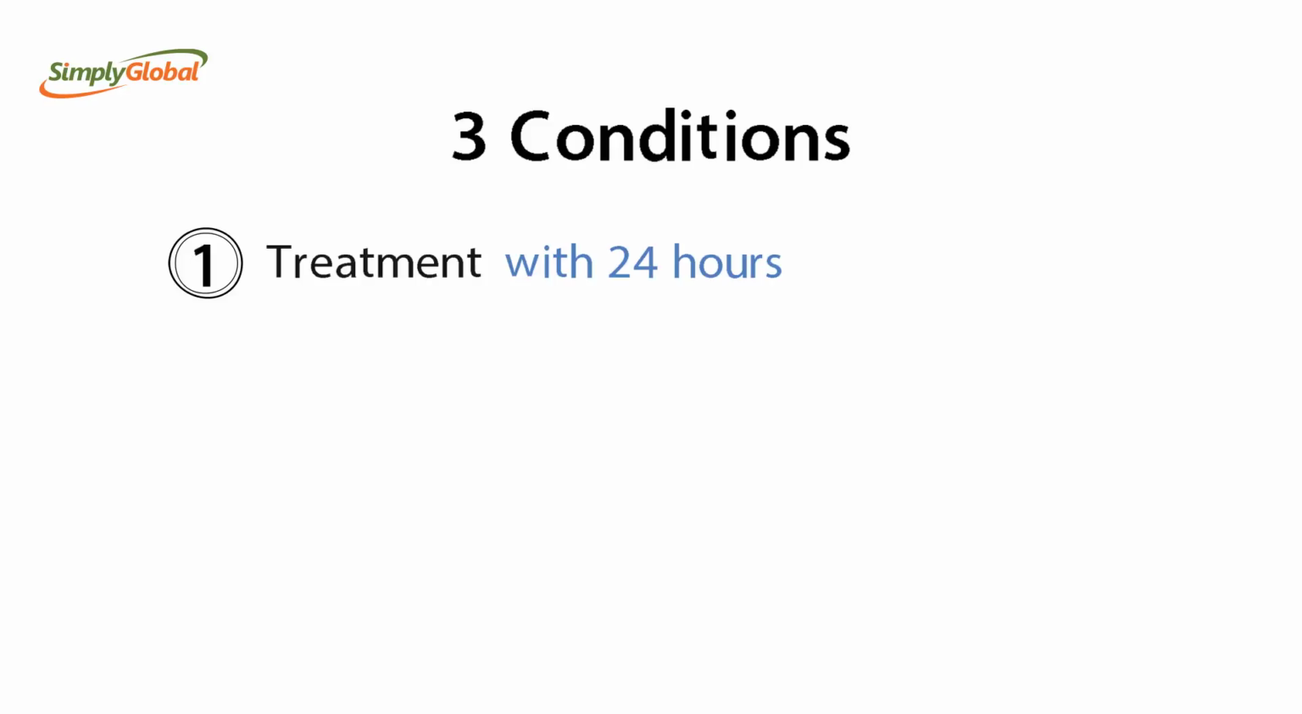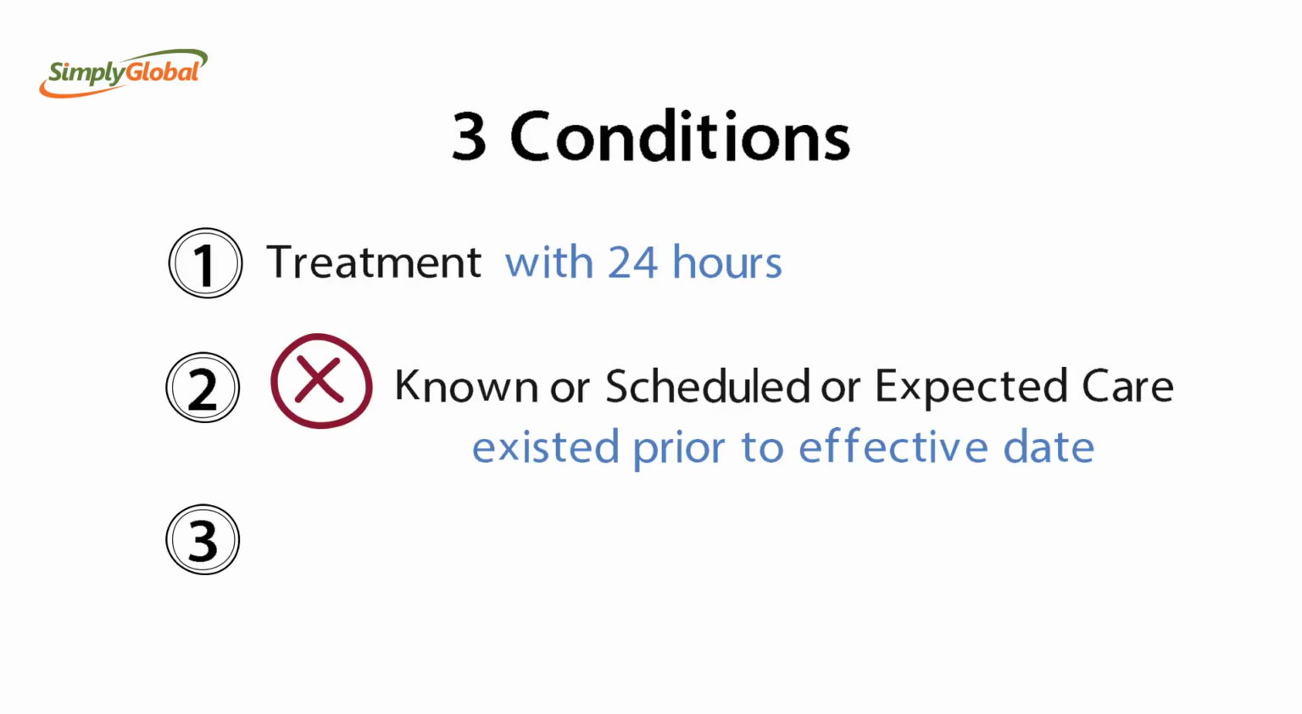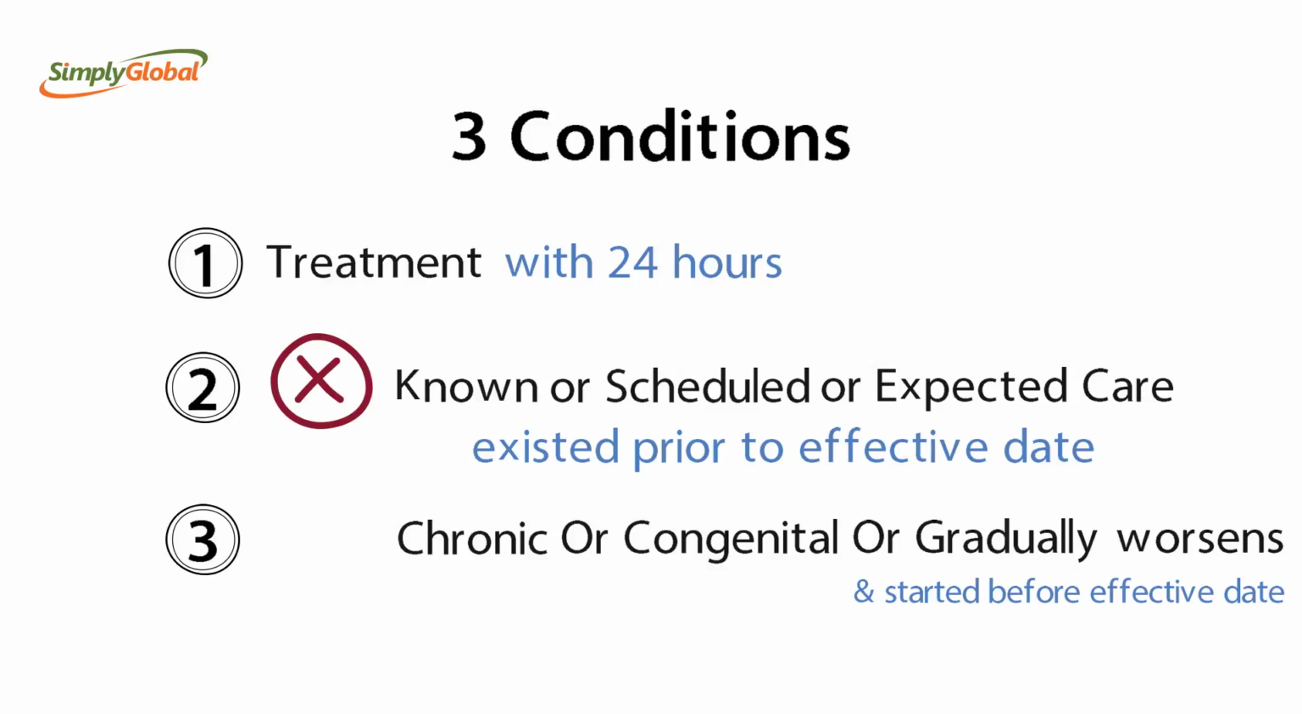It's important to note that there are three conditions that need to be met for the acute onset of the pre-existing condition to be covered. The first is that the treatment must be obtained within 24 hours of the sudden and unexpected outbreak or recurrence. The second is that none of the plans cover known, scheduled, or expected medical care, drugs, or treatment related to pre-existing conditions that existed prior to the effective date of coverage. And third is that a pre-existing condition that is chronic or a congenital condition or that gradually worsens over time will not be considered an acute onset.